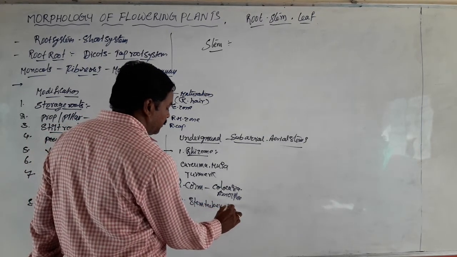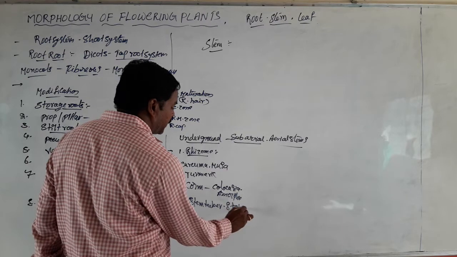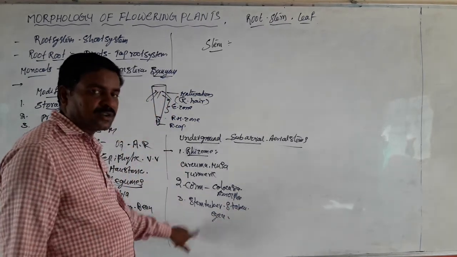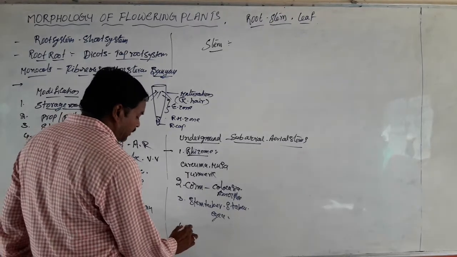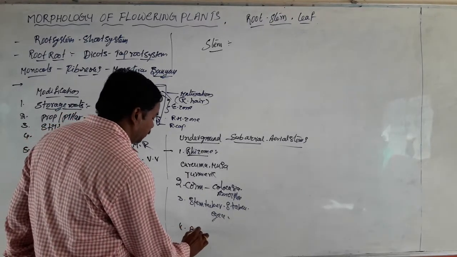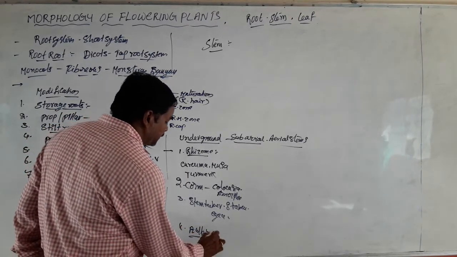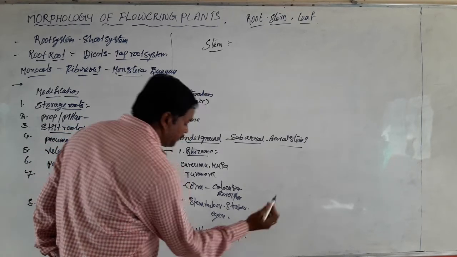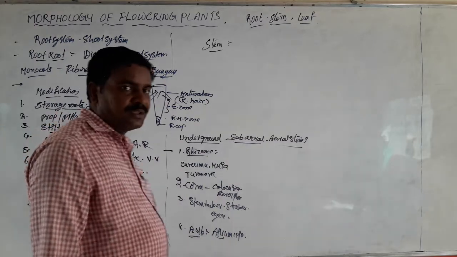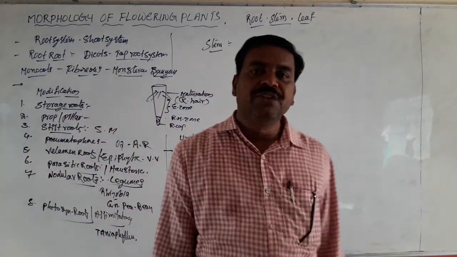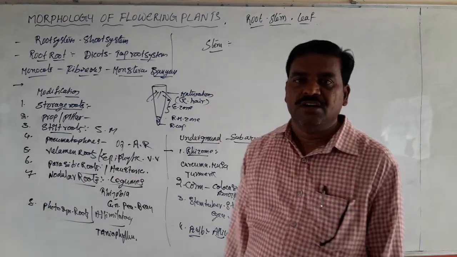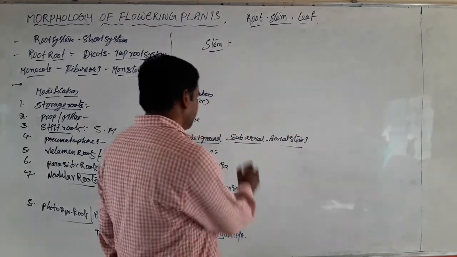And the third one is the stem tuber. Example, Solanum tuberosum, potato. Eye spots maintain vegetative reproduction. And the other one is the bulb. Example, Allium cepa. The bulb which is covered by tunic is called a tunicated bulb. Without tunic, it is called a non-tunicated bulb.